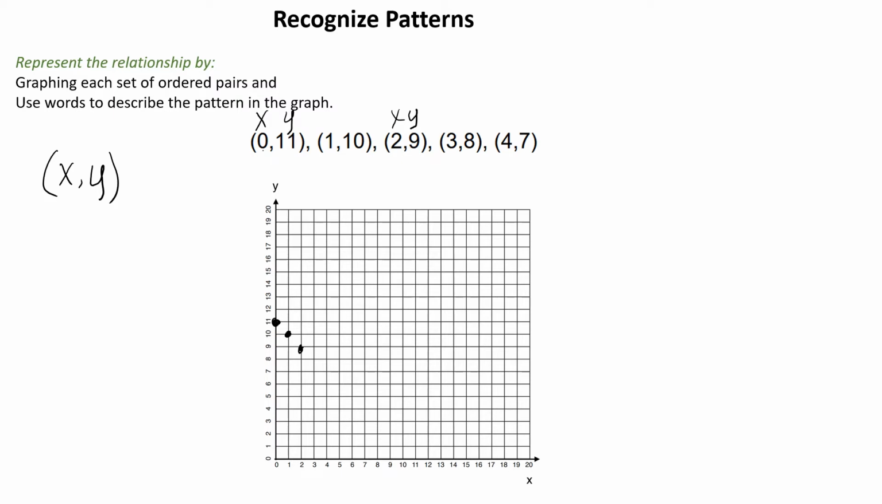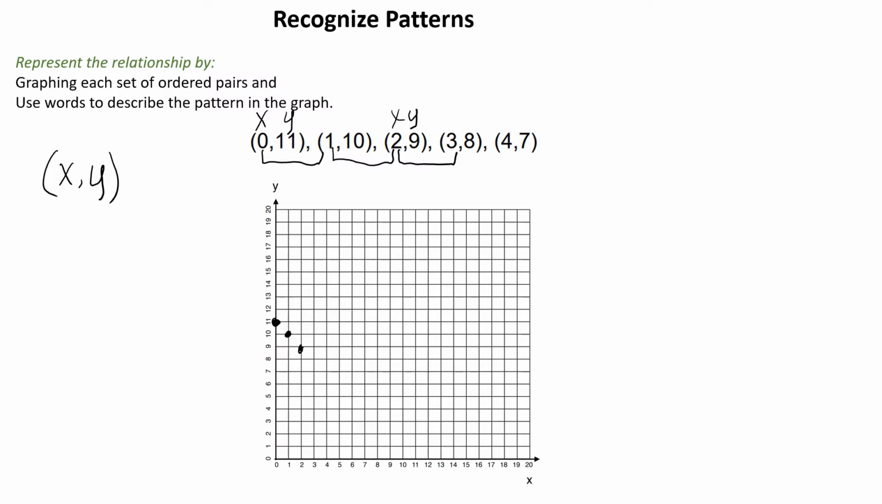Our first one we went from 0 to 1, so we added 1. And then the second one we went from 1 to 2. Again, we added another 1. So far they're going up. X is increasing by 1 each time. Is this true with the next set? Well, 2 to 3 would be, yes, it goes up another unit.